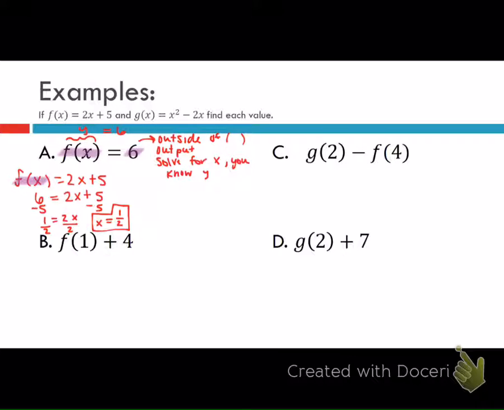All right. What do you guys think that B is saying for you to do? Raise your hand and tell me what you guys think B is saying. Jana? Yeah, add 4 to the output, what you would consider your answer of f of 1. So you're going to find f of 1 first, and then add 4.